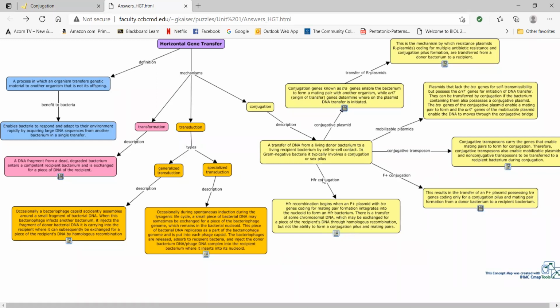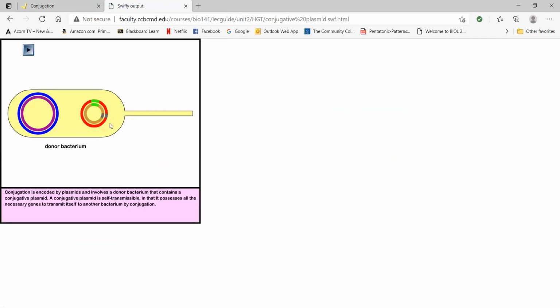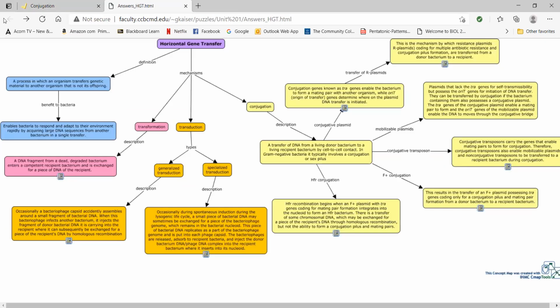Objective 5C was HFR conjugation. There's the description we need to recognize. There's the animation that allows you to visualize it. And then objective 5A, the one we have to know in detail, is transfer of conjugative plasmids. So there's the description, what the TRA genes do. And there is our animation for transfer of a conjugative plasmid that we went through.